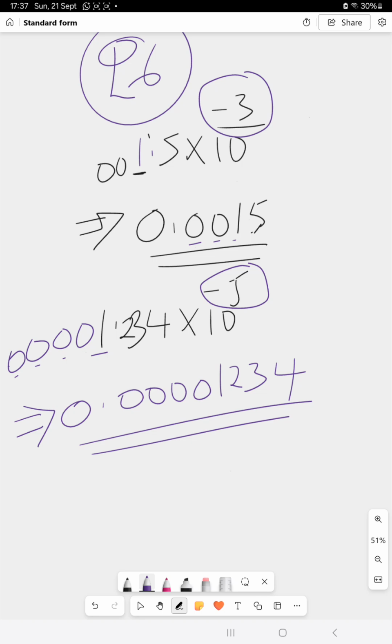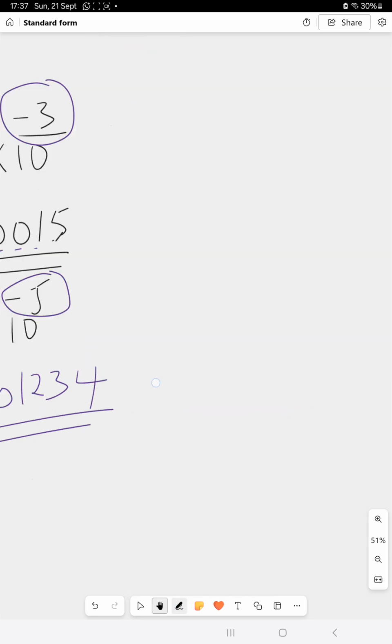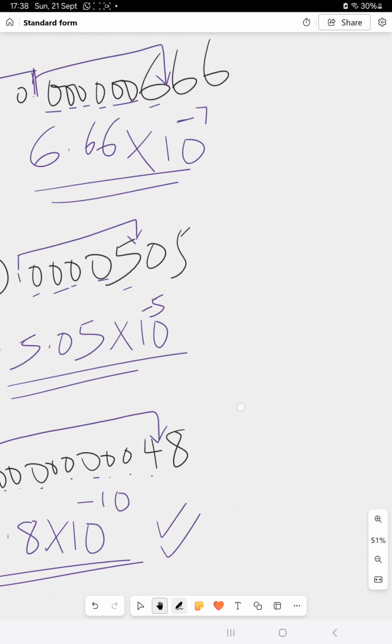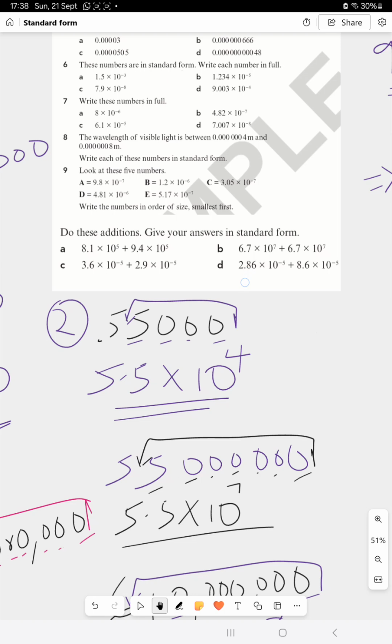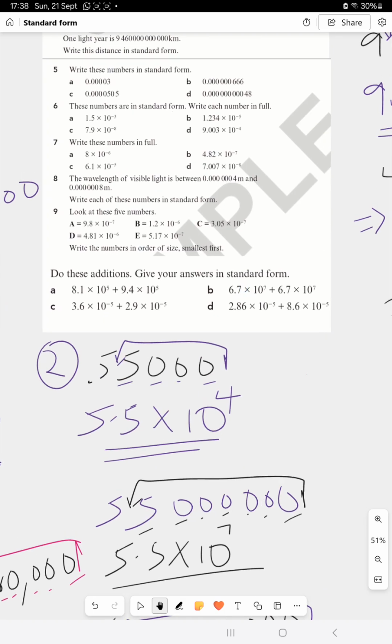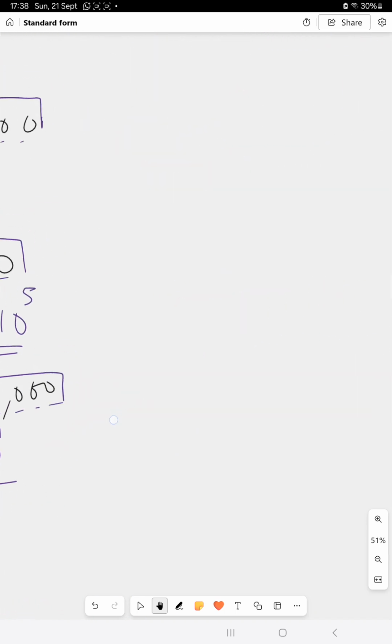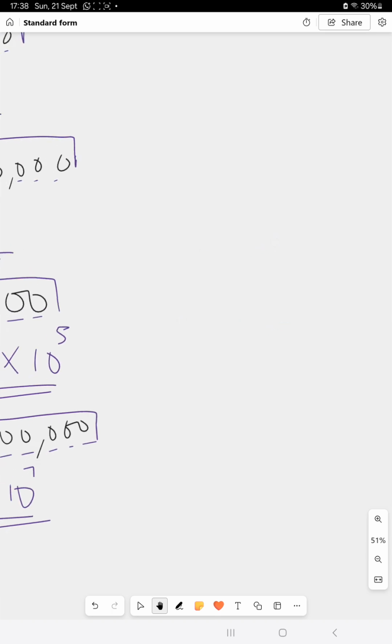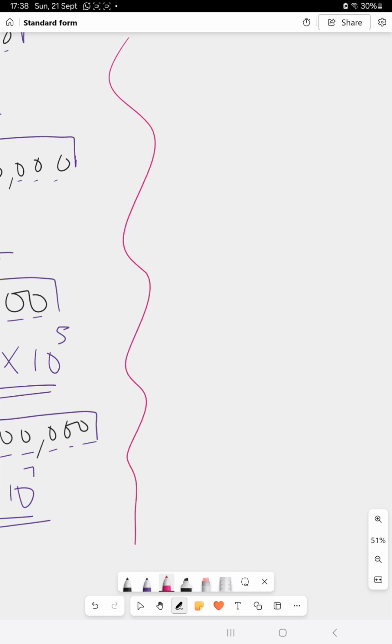For that case, let me do question 7. Let me take just a simple one, D. Write these numbers in full: 7.007 multiplied by 10 negative 8. And I will do it here. You are told 7.007 times 10 raised to negative 8.